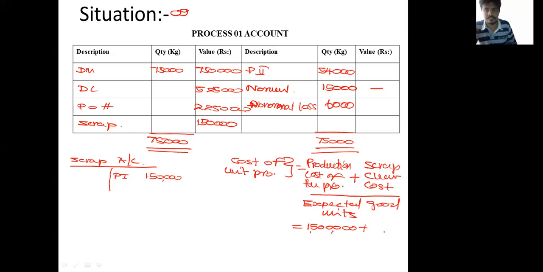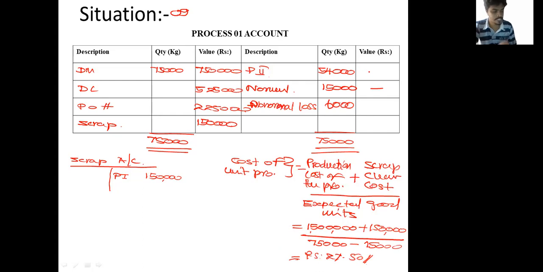Plus scrap cost 150,000. Scrap clearing cost 150,000. Expected good units here: input 75,000 minus normal loss 15,000. Value 27.50.